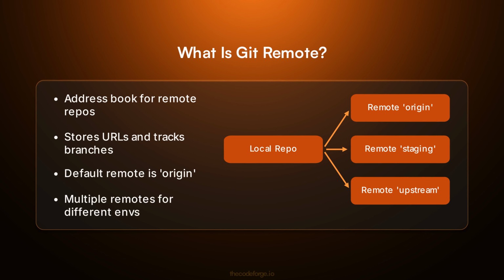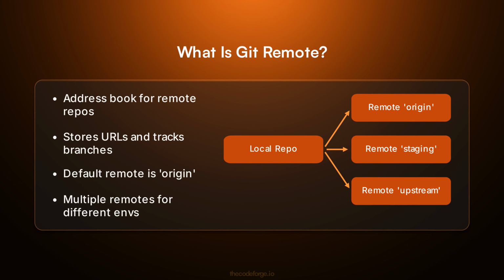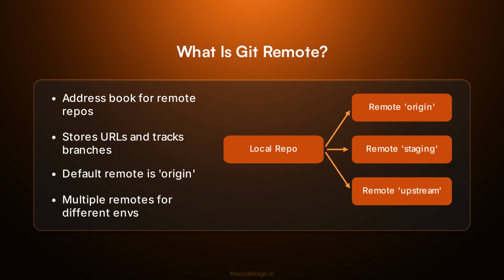Git Remote manages connections to remote repositories. It stores URLs and tracks remote branches, allowing you to fetch, pull, and push between repositories. Most developers work with a single remote called origin, but for teams with multiple environments, managing multiple remotes is essential.